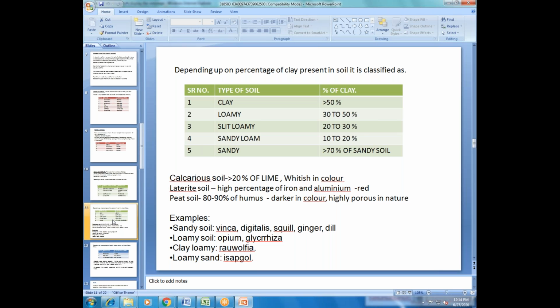In loamy soil, 30 to 50% of silt is present. Clay loamy: Rauvolfia. Loamy sand: Isabgol.